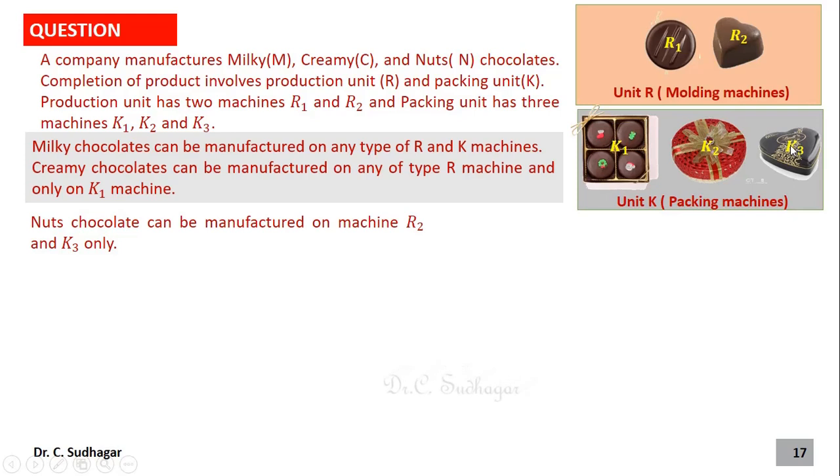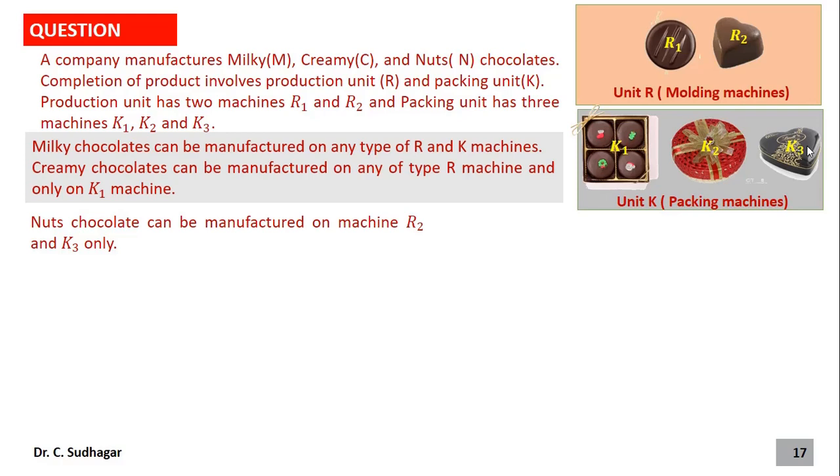Let us understand. Milk chocolates can be manufactured by any of the two machines here or any of the three packings here. Creamy chocolate can be manufactured on any machine here and it can be packed only on K1. Nuts chocolate can be manufactured only on R2 and it can be packed only on K3. So these are the given conditions in the question. It can vary from question to question. For this question it is given like this.